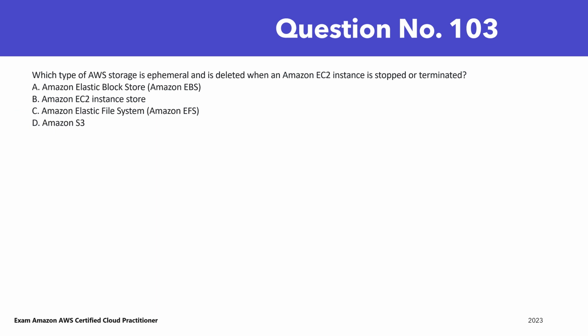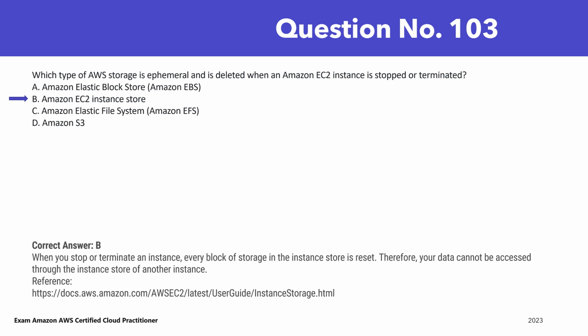Which type of AWS storage is ephemeral and is deleted when an Amazon EC2 instance is stopped or terminated? A. Amazon Elastic Block Store, Amazon EBS. B. Amazon EC2 Instance Store. C. Amazon Elastic File System, Amazon EFS. D. Amazon S3. Correct answer, B.